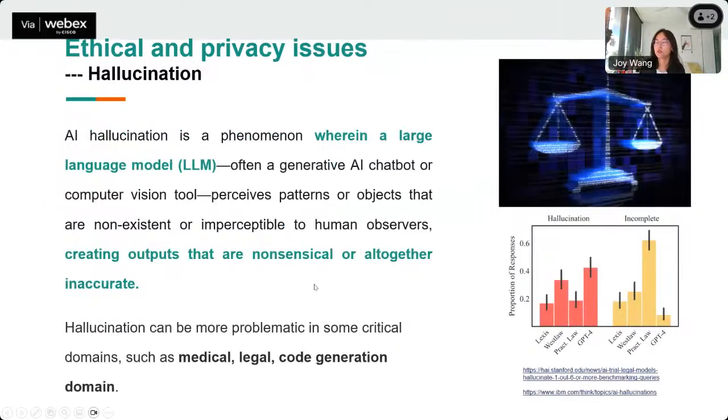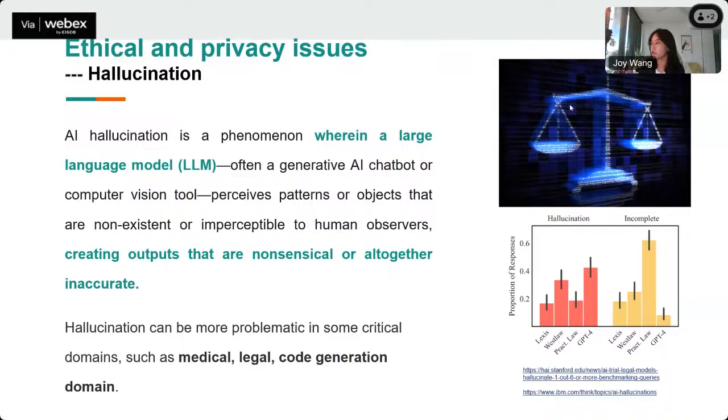Another ethical issue is called hallucination. I believe many of you have heard this term. Basically, this is a phenomenon where a large language model generates content that is nonsensical or inaccurate. Hallucination can be quite critical in some domains, for example the medical domain, legal domain, and code generation domain. Because in these domains, you need extensive domain knowledge to understand the content, so sometimes it can be difficult to tell whether it is hallucination or not.